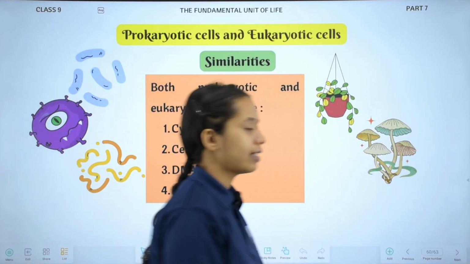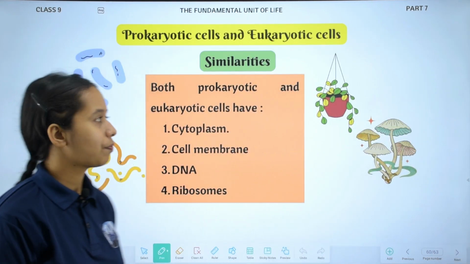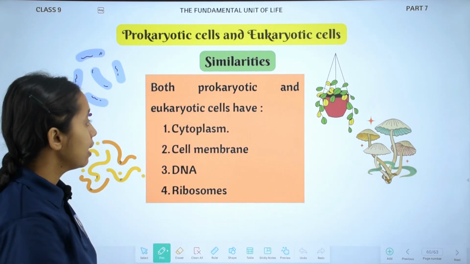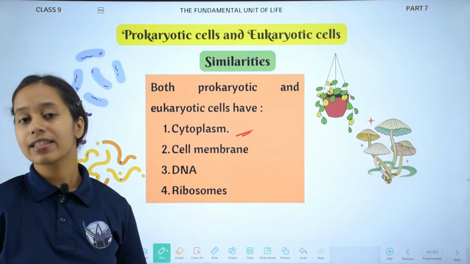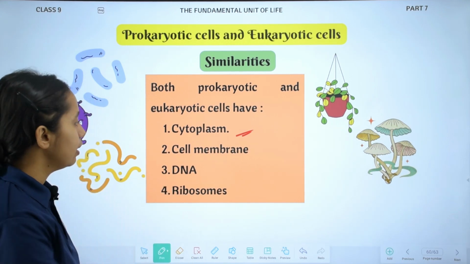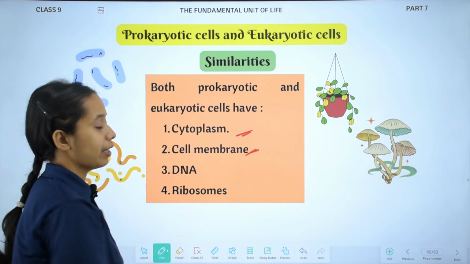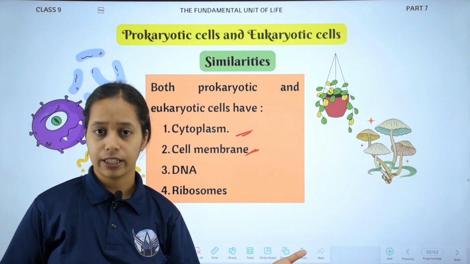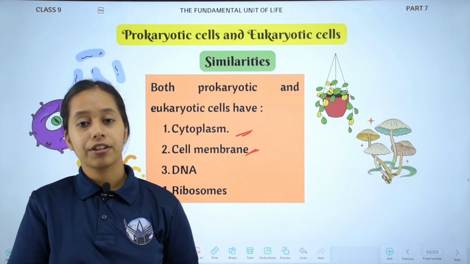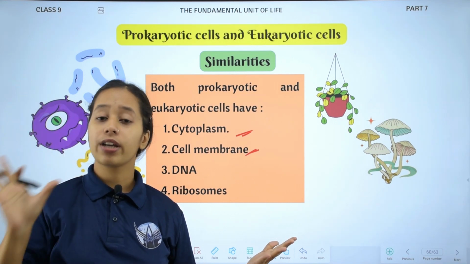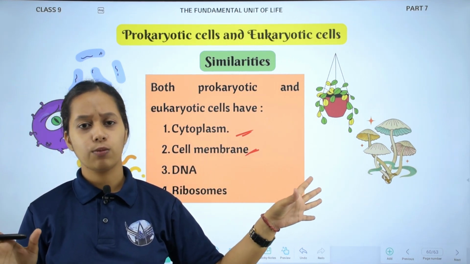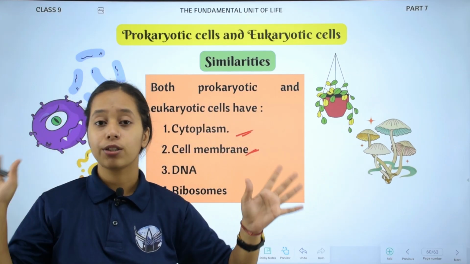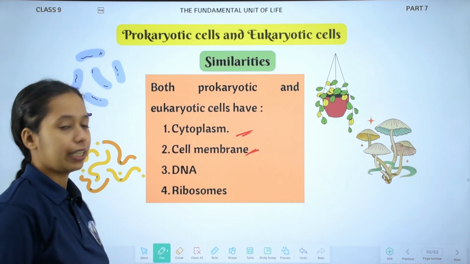What are the similarities between prokaryotic and eukaryotic cells? Both prokaryotic and eukaryotic cells have cytoplasm. They both will have a cell membrane. Some may have a cell wall. Mostly the prokaryotic cells have a cell wall, and under eukaryotic cells, the plants and fungi will have a cell wall and the animals will not. But both prokaryotic and eukaryotic cells will have a cell membrane.